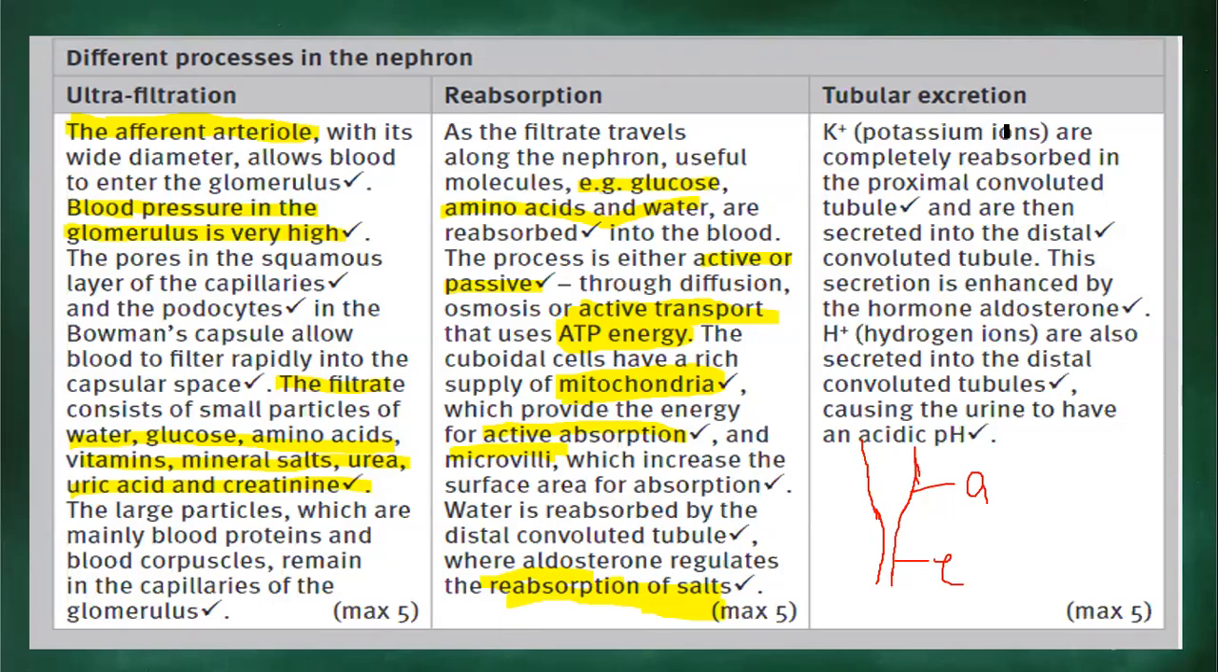Then next one is tubular excretion. In tubular excretion, the potassium ions were completely reabsorbed in the proximal convoluted tubule, and they are then secreted into the distal convoluted tubule. This secretion is enhanced by the hormone called aldosterone. Hydrogen ions are also secreted into the distal convoluted tubules, causing the urine to have an acidic pH. You see, hydrogen ions contribute to the acidity of the urine. And then from the distal convoluted tubule, it would move down until it gets to the collecting ducts, where it's now on its way out of the kidney.